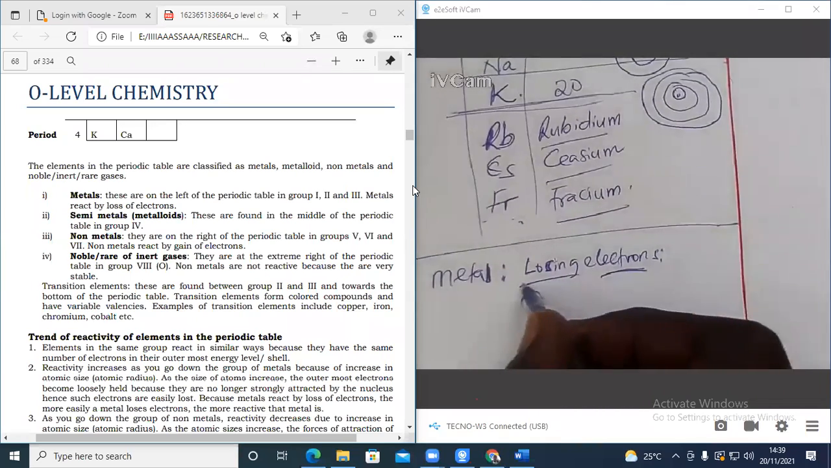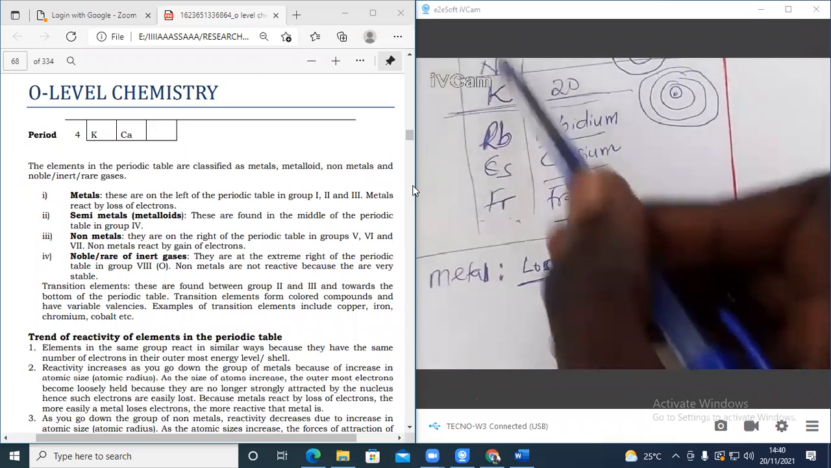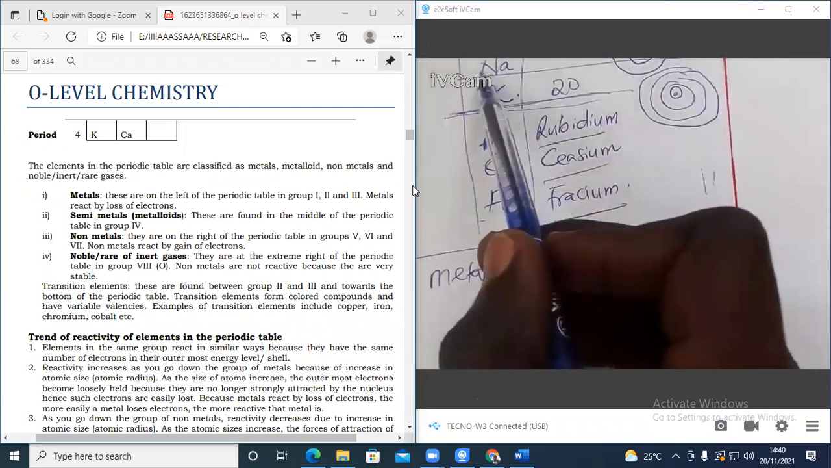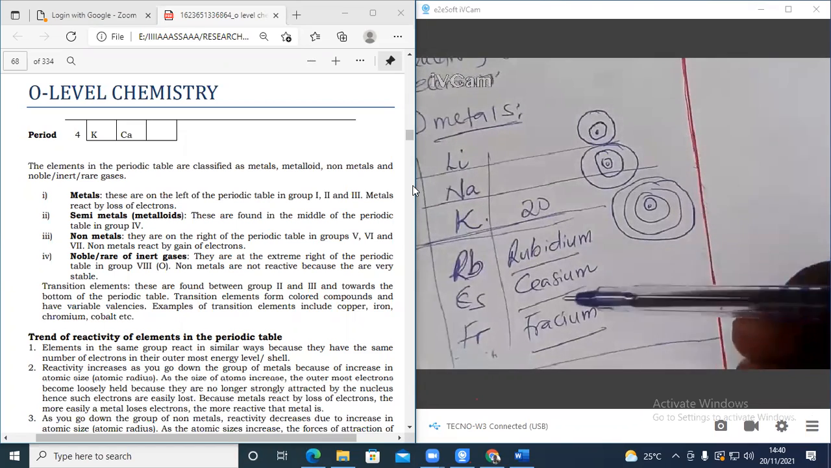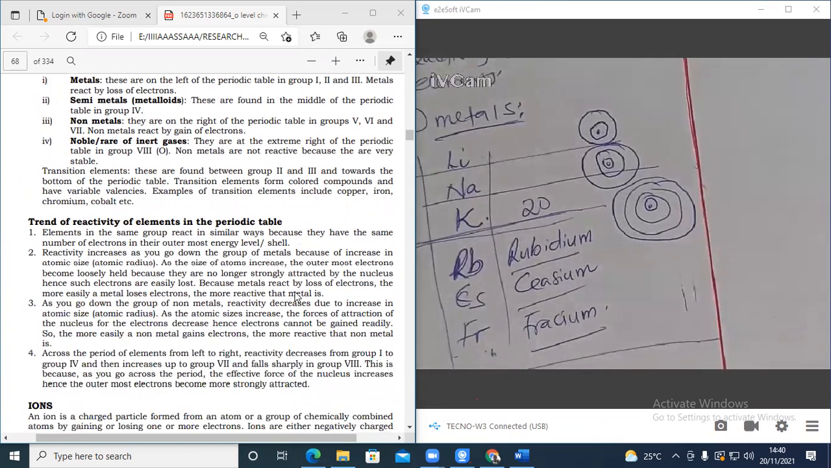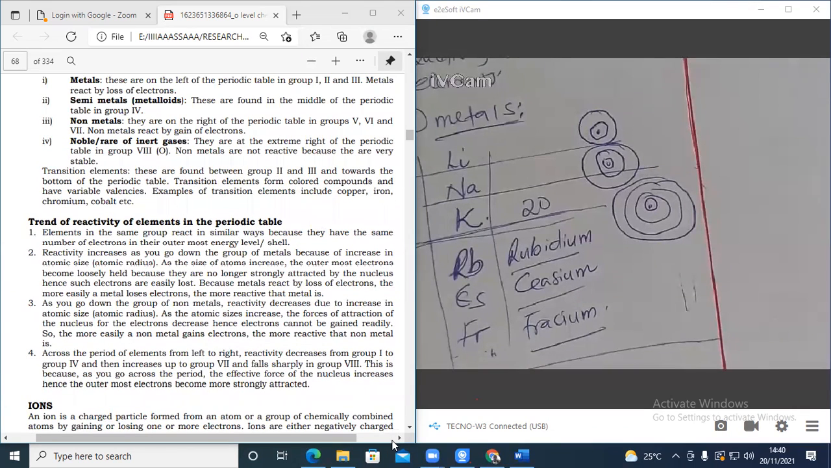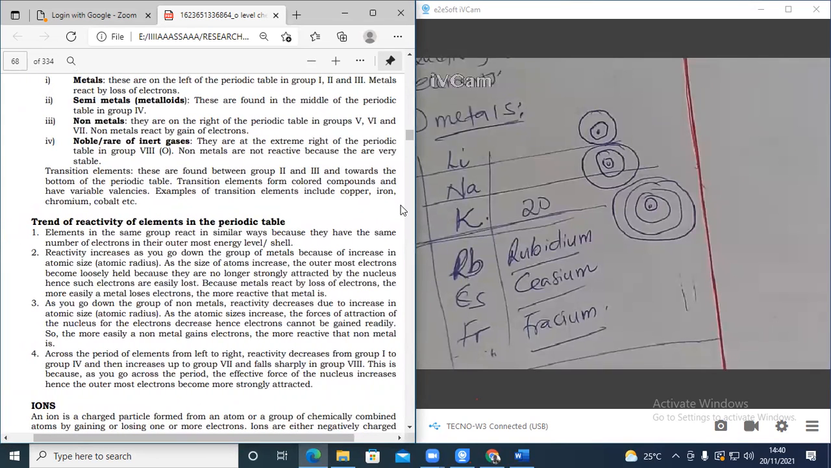In simple terms, metals react by losing electrons. So those of group 1 lose only 1 electron and attain the stable state of the element that is before it. So if sodium loses an electron, it attains the stable structure of 2, 8. 2, 8 is a structure of what? It is neon, isn't it? Yes, it's neon. Very good.